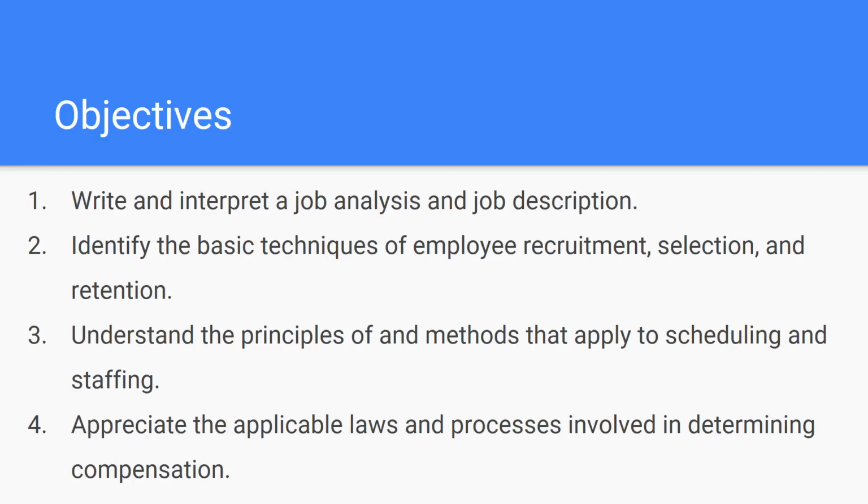There are 4 objectives from this chapter. The first is to, by the end, be able to write and interpret a job analysis and job description. The second is to be able to identify the basic techniques of employee recruitment, selection, and retention. The third is to be able to understand the principles of and methods that apply to scheduling and staffing. And the fourth is to be able to appreciate the applicable laws and processes involved in determining compensation.